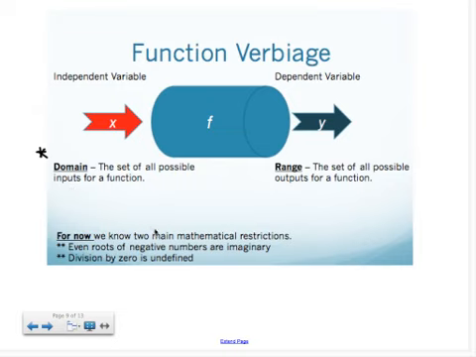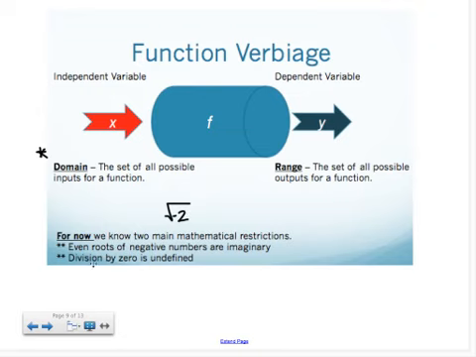For now, there are only two main mathematical restrictions on a function's domain. Two things we cannot do at this point in the course. We can't take the even roots of negative numbers. So for example, we know that the square root of -2 is not a real number. So if our function produced that, then that number would not be in the domain.